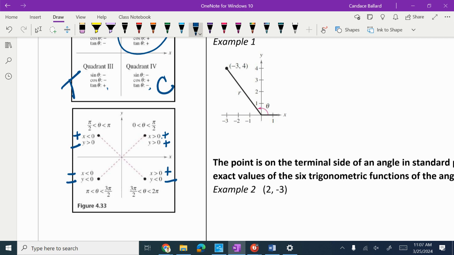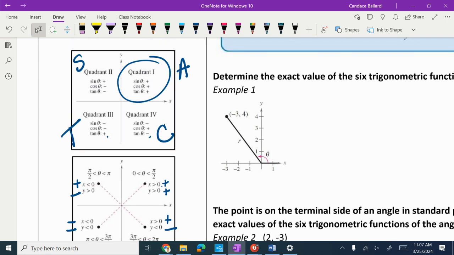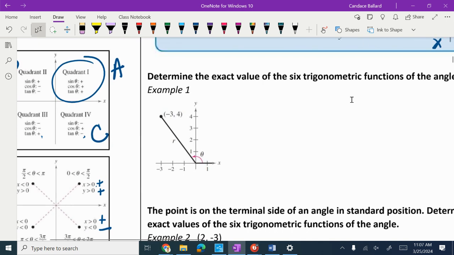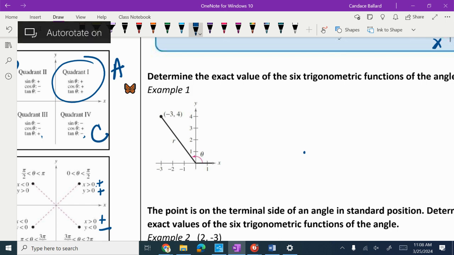Looking at example 1, this is the butterfly problem. If you're following along with marking your problems, let me see if I can get the butterfly to paste in there. There we go. The butterfly problem is the first two. We are going to look at finding the 6 trig functions of the angle based on that coordinate right there.